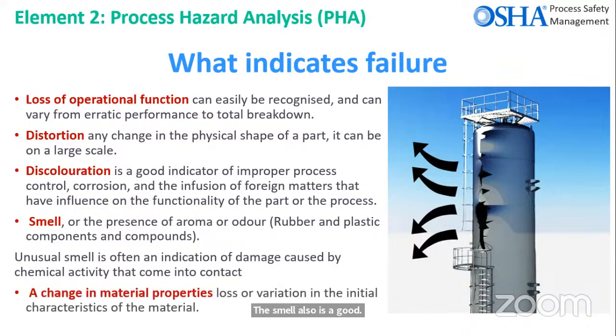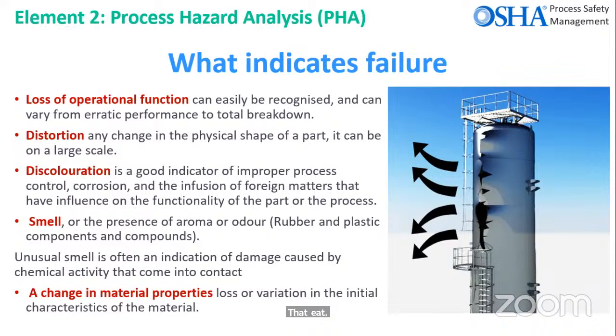A change in the material properties itself, if there is a loss or a variation in the initial characteristics of the material. If you have a material with a certain thickness, with a certain class, and after many years of operation you can detect that there is a thickness reduction in the material which is constructing this vessel, this is a change in the material properties. The initial designer set a certain thickness for this material. So if there is a thickness reduction, that means there is erosion inside the vessel. There is corrosion that eats the metal. So it's a good indicator of the failure.